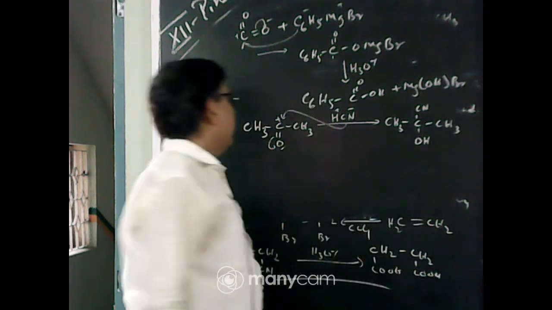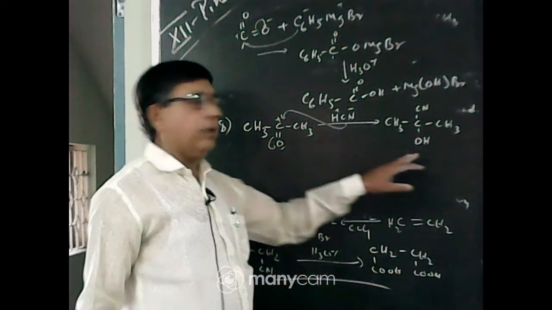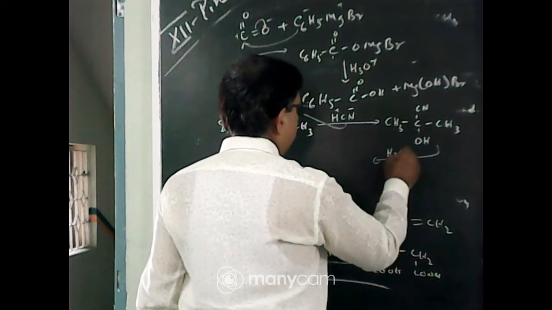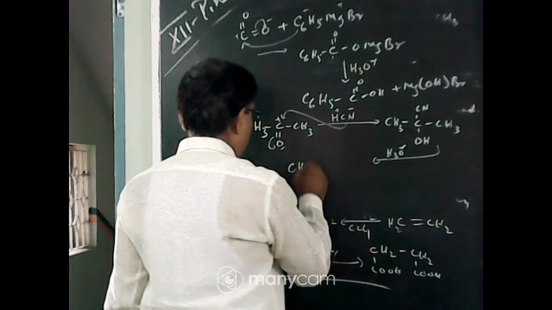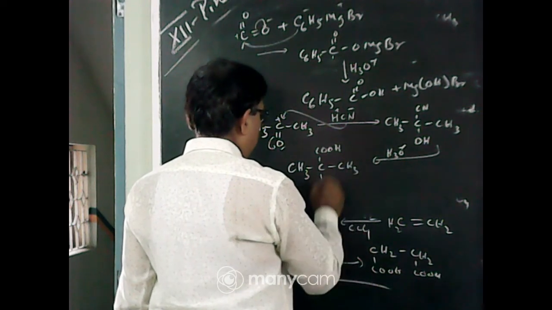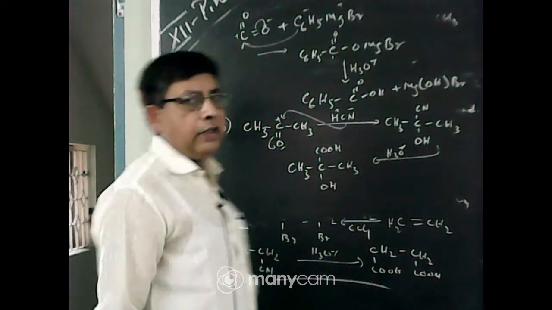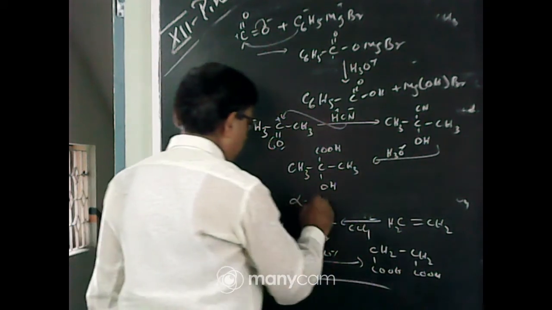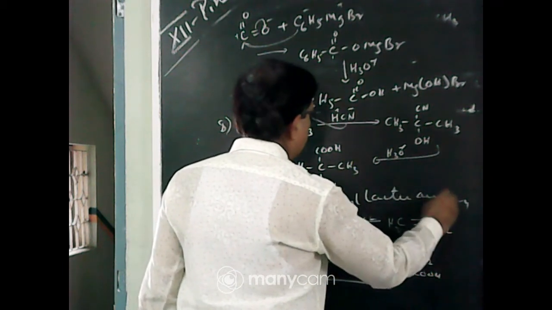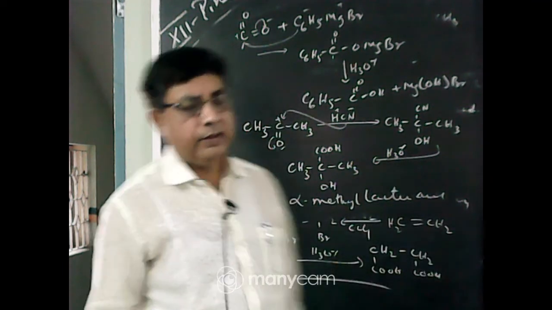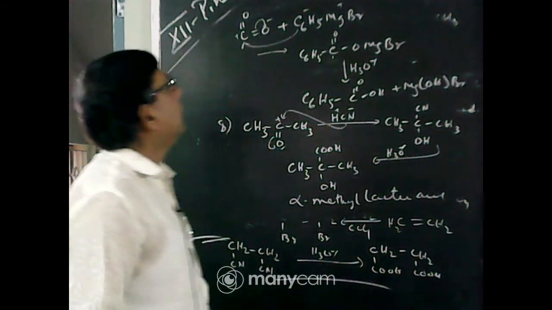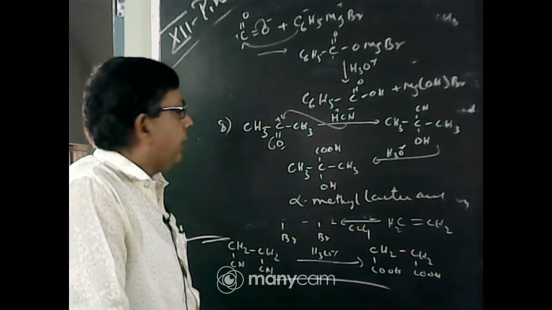This is known as acetone cyanohydrin. This addition compound is known as acetone cyanohydrin. On hydrolysis, CN is converted to COOH, giving CH3, C(OH)(COOH), CH3. This is known as alpha methyl lactic acid. Any problem about this conversion? Hello student, any problem about this conversion?